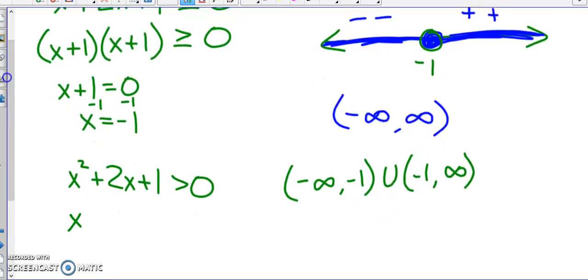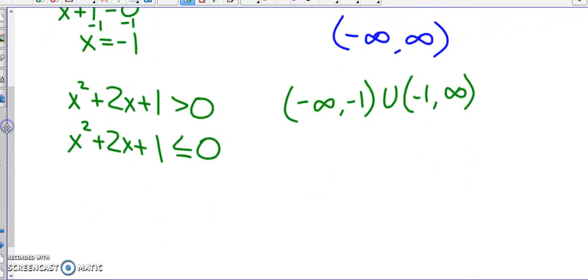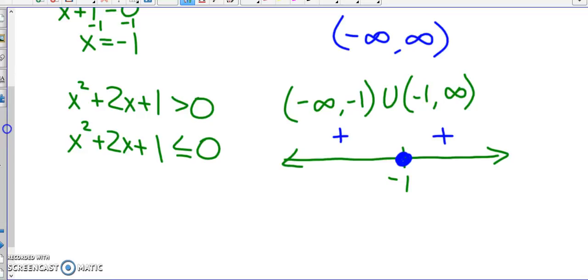Well, what if I had done x squared plus 2x plus 1 is less than or equal to 0? Yes, I'll go ahead and redraw the number line. So here's negative 1. This is closed. This is still positive, and this is still positive. So if that's less than or equal to 0, I only want where it's negative or 0. It's never negative. So it's only 0 at negative 1. So the answer would be negative 1, or x equals negative 1, if you will.